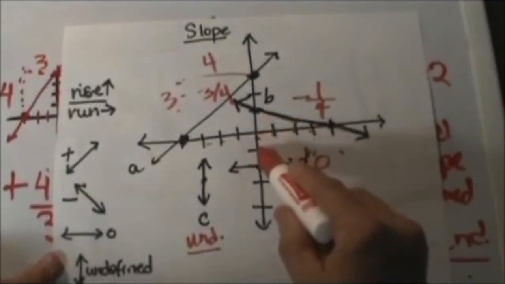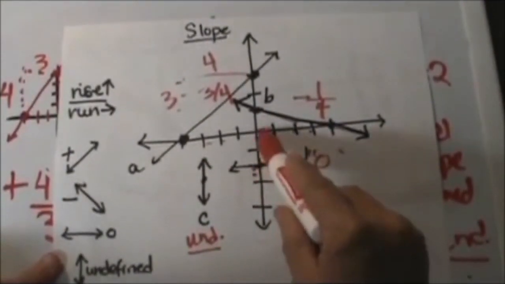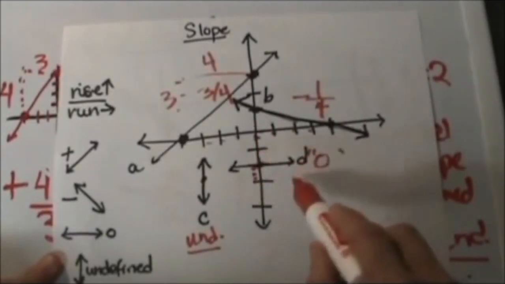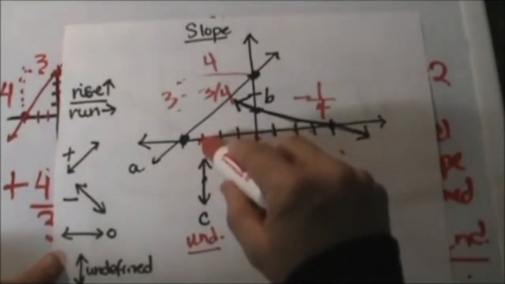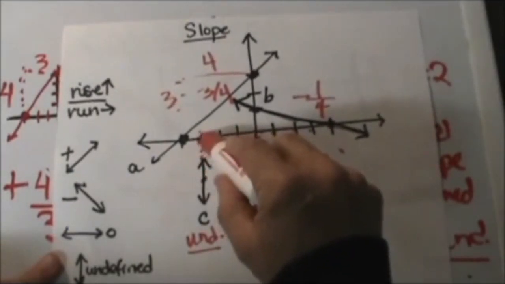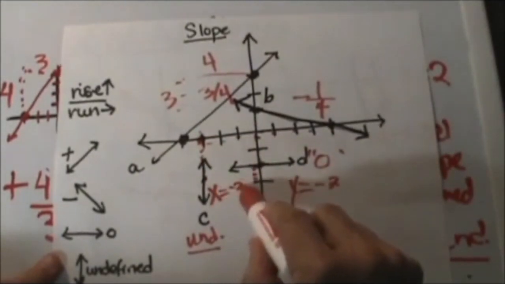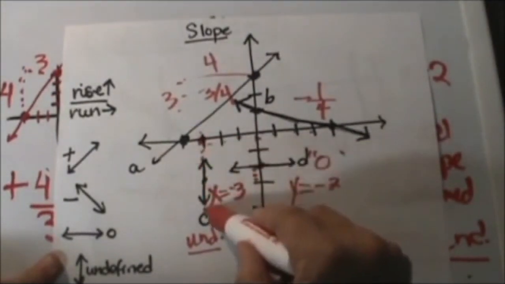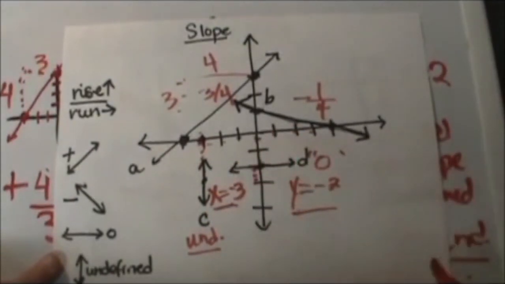Okay, the equation for this line is going to be crossing the y-axis at -2. So it's y equals -2. This one crosses, if we extended it up, it would cross right here, and that's x equals -3. So whenever you have a vertical line, it's x equals a constant. Whenever you have a horizontal line, it is y equals that constant.